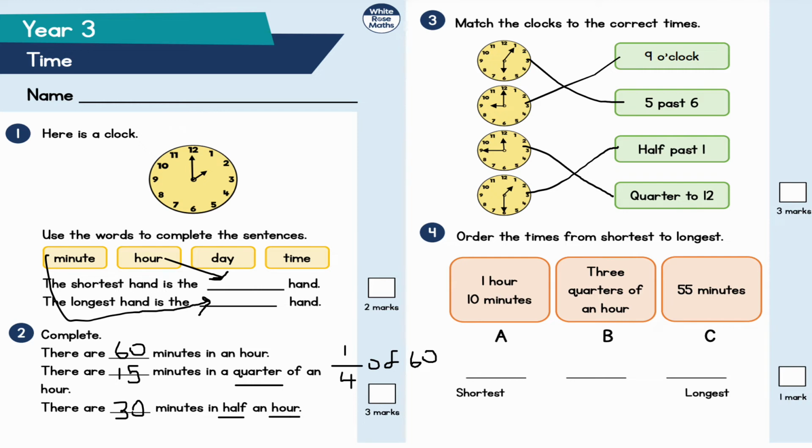Question number 4, order the times from the shortest to longest. So 3/4 of an hour is actually 45 minutes. So it's going to be B, then C, then A, because A is obviously more than 60 minutes. It's an hour and 10 minutes, so the answer would actually be 70 minutes. 3/4 of an hour means 3/4 of 60. 60 divided by 4 is 15, and then times it by 3, because it's 3/4 of 60, is 45.